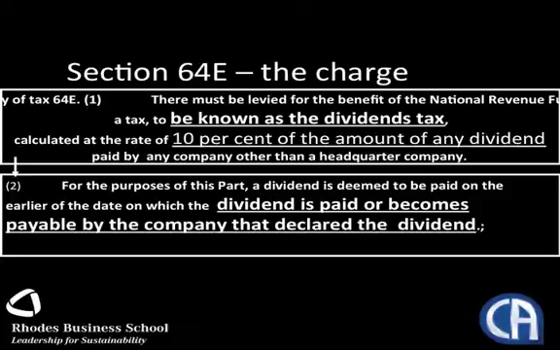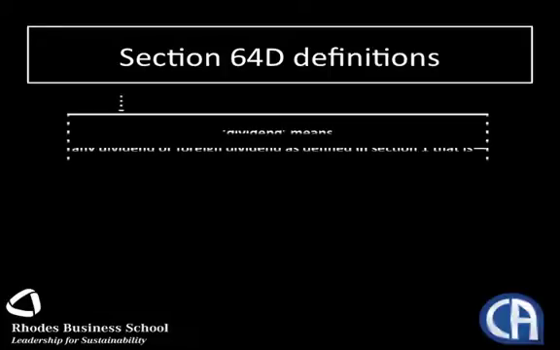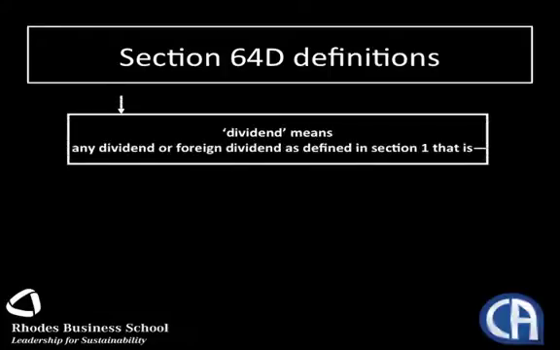So we say, right, we'll pay 10% over when we pay the dividend, or it's payable or claimable by the shareholder. So it's a simple 10% tax, and now we can start going into the nitty-gritty and getting clever. What is a dividend? And that's where you have to go back to the definitions which are contained in section 64D. So 64D, what's a dividend? A dividend means any dividend or foreign dividend.